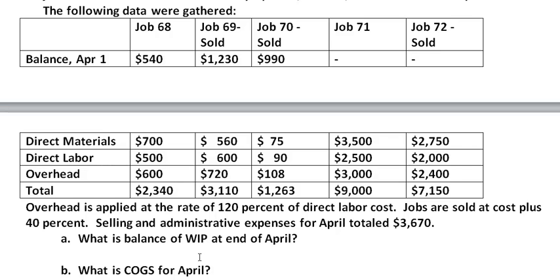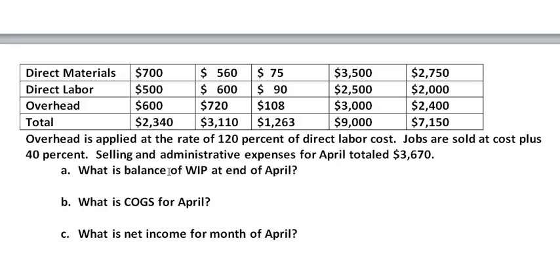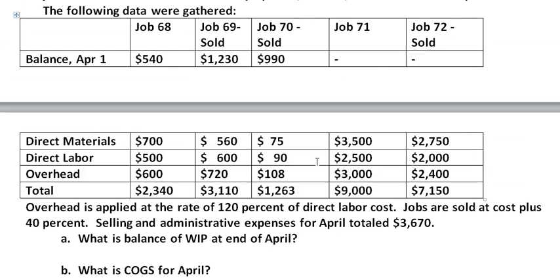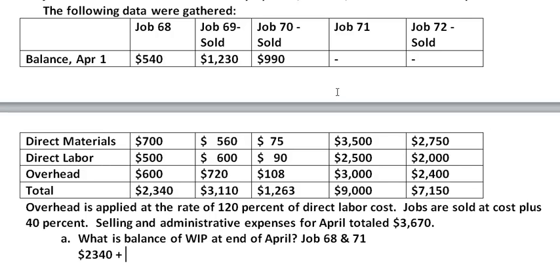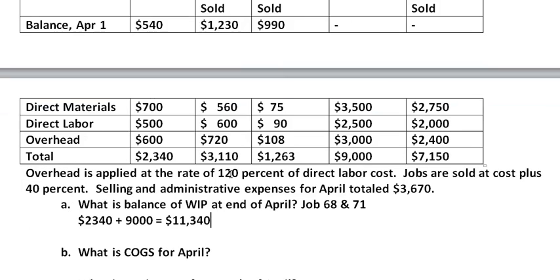Now that I've done that, I can actually answer the question. A says, what's the balance of work in process at the end of April? Basically what you've got to figure out is which jobs you have not completed or sold. If you look back up here, at the end of April, we still have jobs 68 and 71 in work in process. So the cost of work in process would just be the cost of those two jobs: $2,340 for 68 and $9,000 for 71. So that's going to leave you with costs in the account of $11,340.